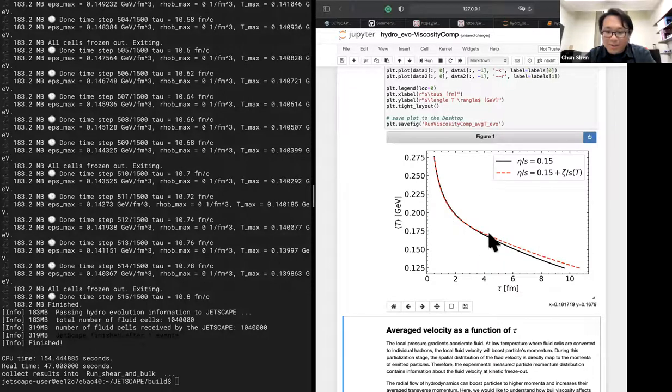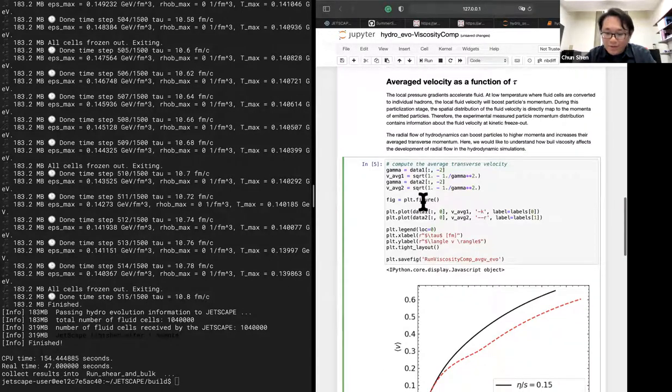But as you can see, as the average temperature drops around 180 MeV, the bulk viscosity starts to play a role and slows down the temperature evolution. You can think of this as the bulk viscosity generating more entropy, so that the temperature decrease becomes slower in this case.